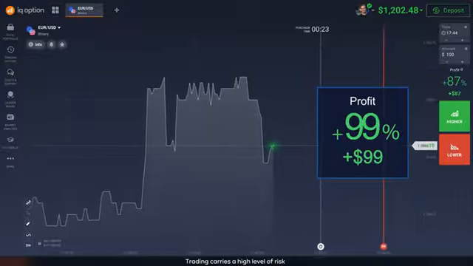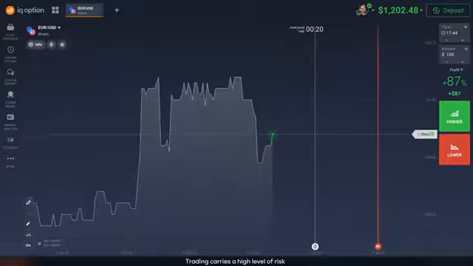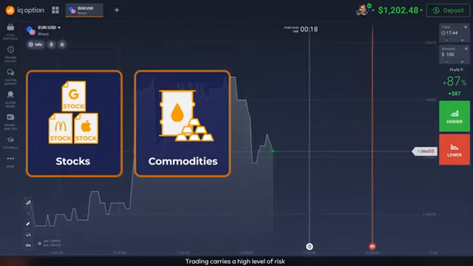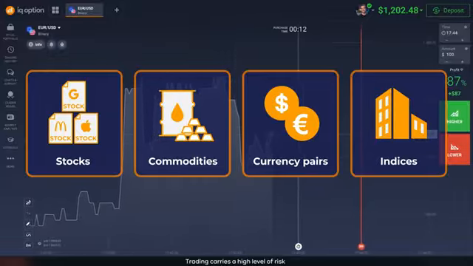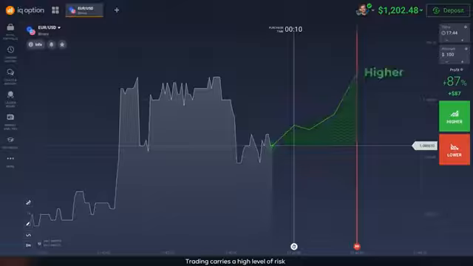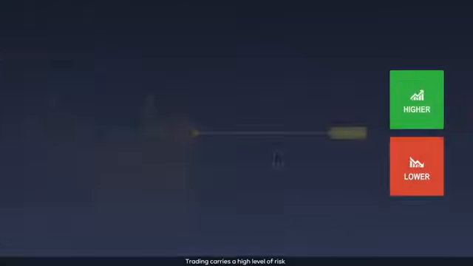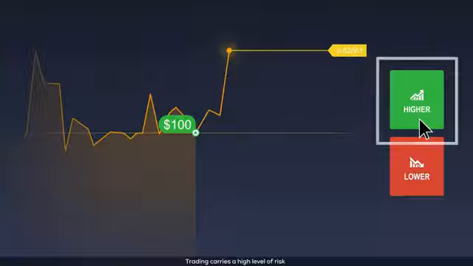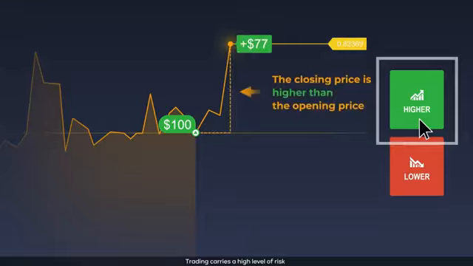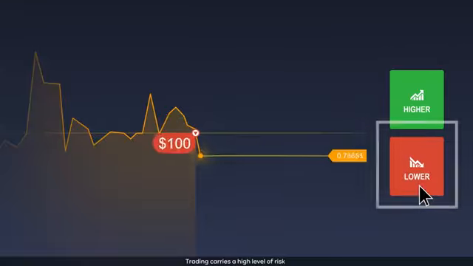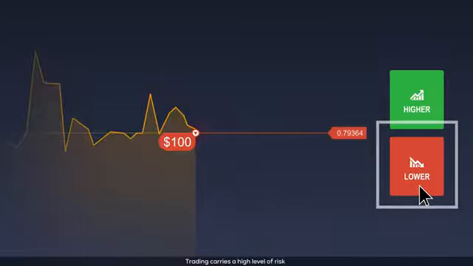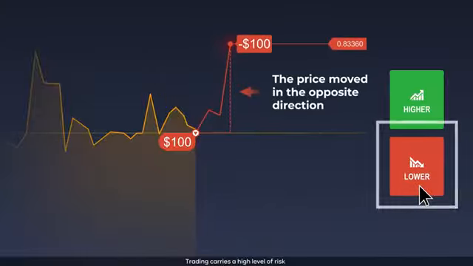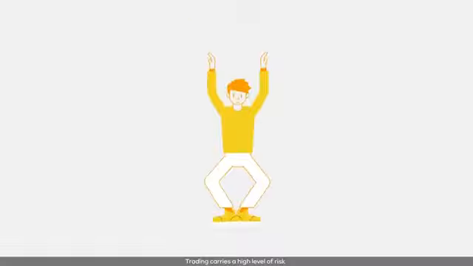When trading binary options, traders predict where the price of various assets, such as stocks, commodities, currency pairs, or indices, will move. The prediction relates to the closing price of an asset, whether it will be higher or lower than the opening price. A buy position, known as a call option, will result in a profit if the closing price is higher than the opening price. A sell position, known as a put option, will result in a profit if the closing price is lower than the opening price. In the case of the wrong prediction, a trader will lose the entire amount invested into the trade. Here is how it works.